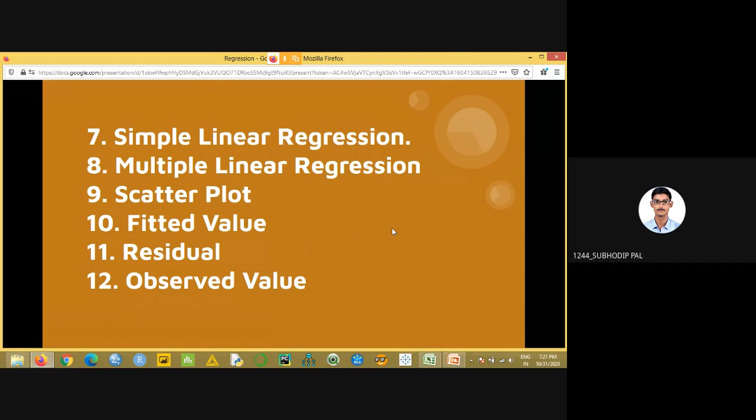Next is fitted value, residual, and observed value. Have you heard these terms? You have not heard them. Residual is error, I guess, and the other two I don't know.